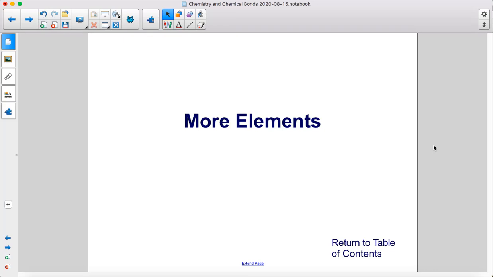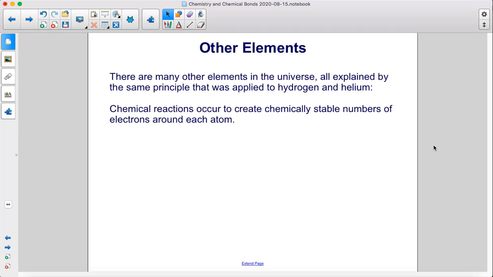More elements. There are many other elements in the universe, all explained by the same principle that was applied to hydrogen and helium. Chemical reactions occur to create chemically stable numbers of electrons around each atom.